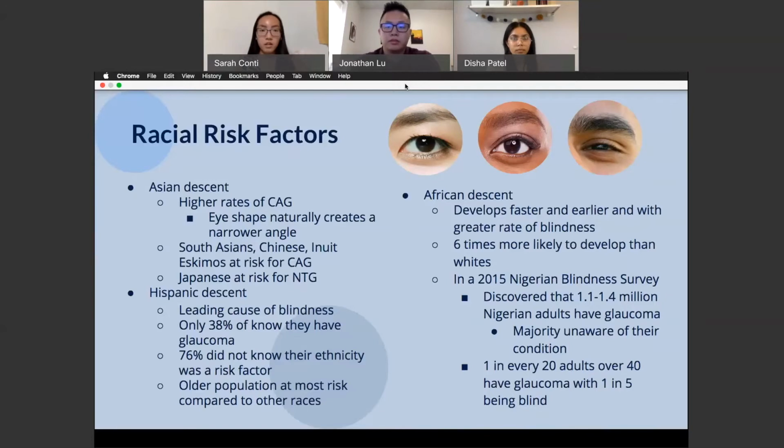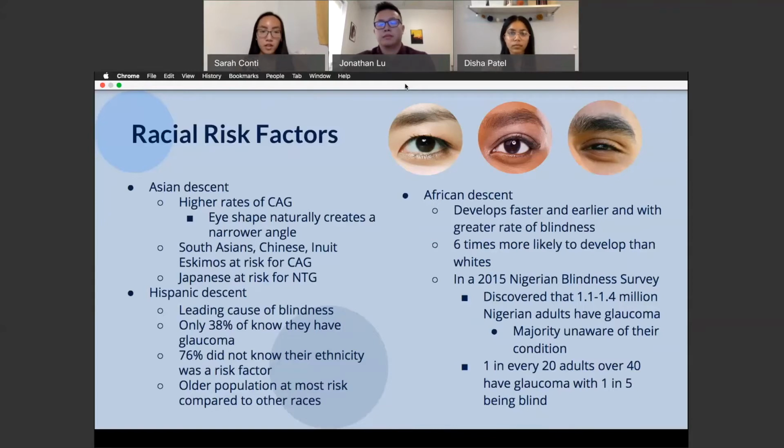Those of African descent are also more prone to developing open angle glaucoma. However, theirs developed faster, roughly 10 years earlier, and with a greater rate of blindness than other races. They are 6 times more likely to develop glaucoma compared to those of European descent. The reasoning for this difference is unknown, but genetics does play a role.